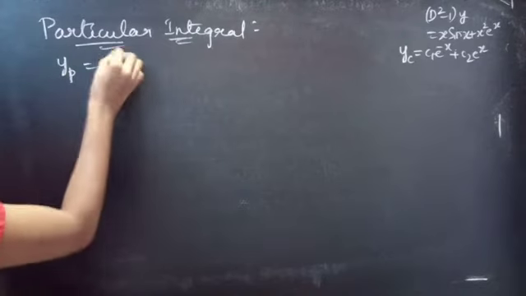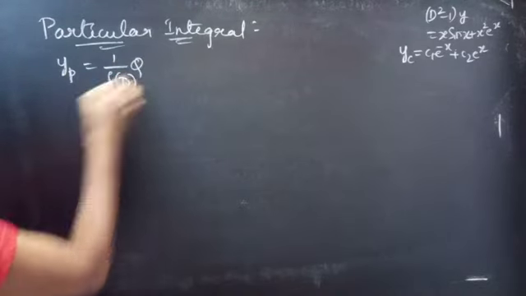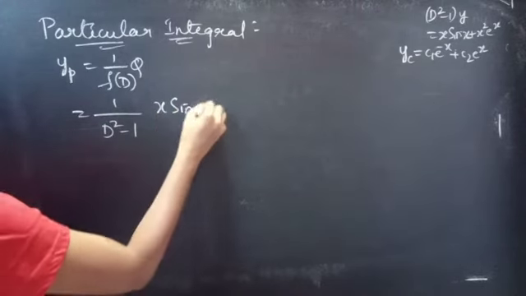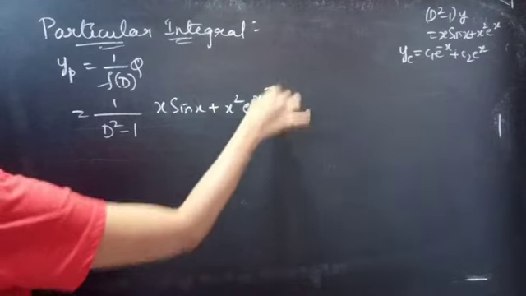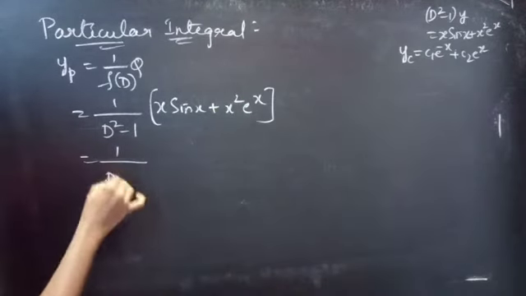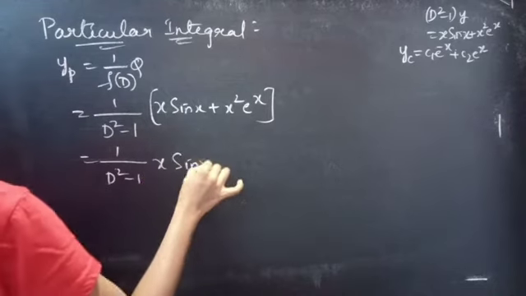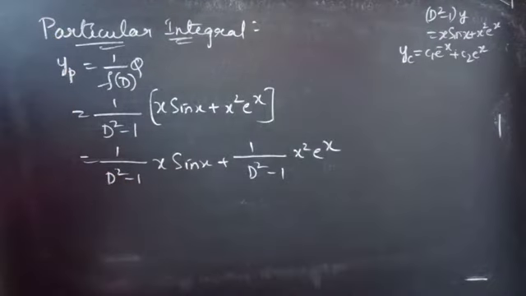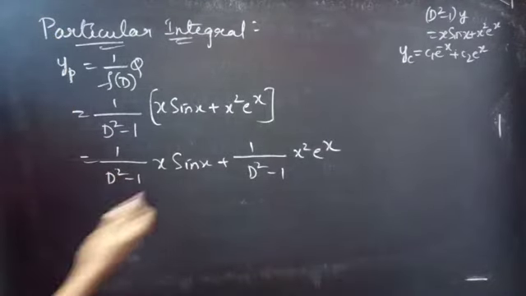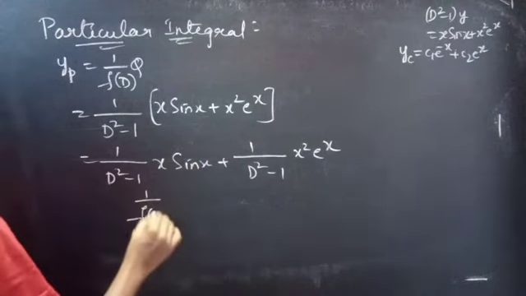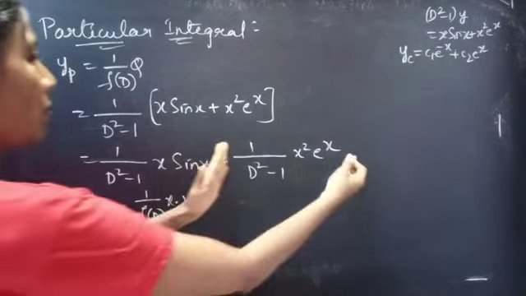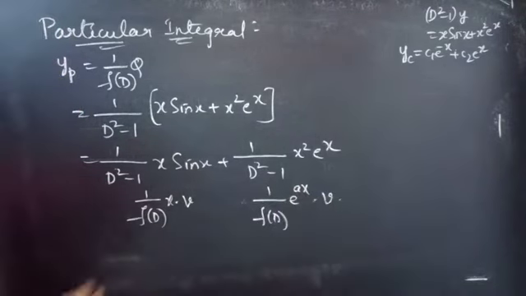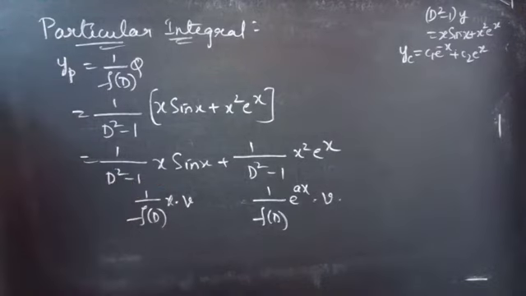We find the particular integral using 1 by f of D into Q. We have f of D and Q, where f of D is D square minus 1 and Q is x sin x plus x square e power x. This equals 1 by (D square minus 1) into x sin x plus 1 by (D square minus 1) into x square e power x. This is of the 1 by f of D into x into V form, and this is of the 1 by f of D into e power x into V form. We'll find each term separately for our convenience.